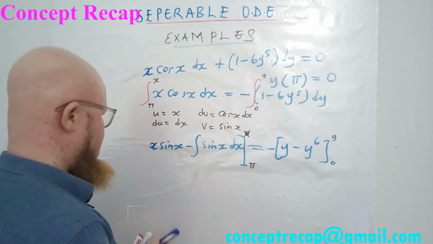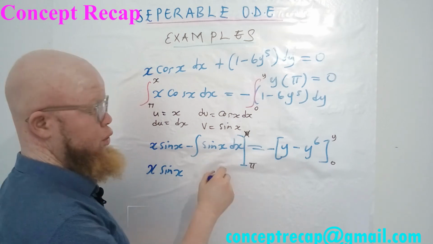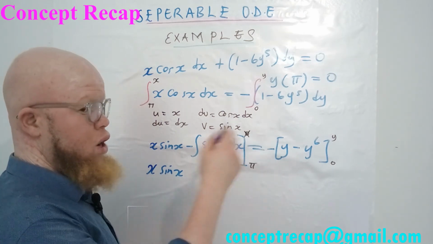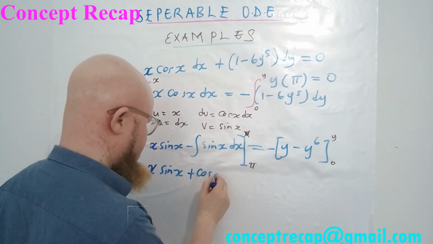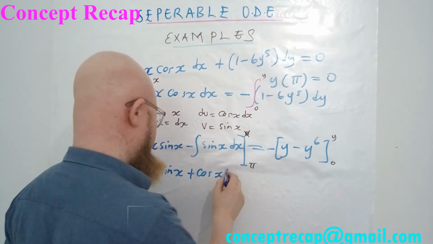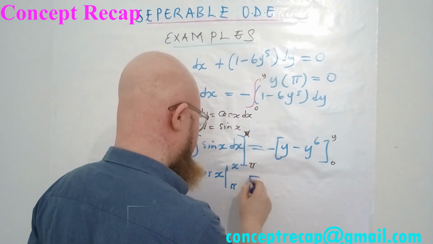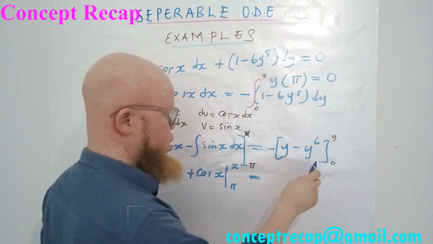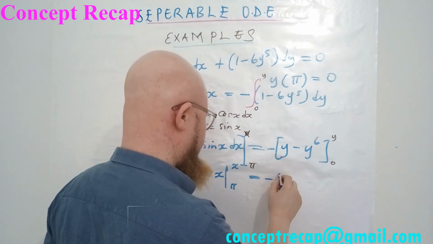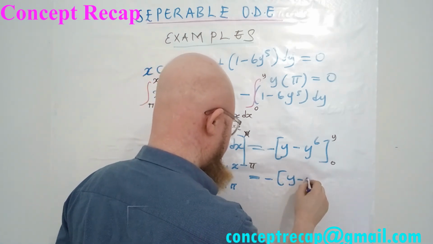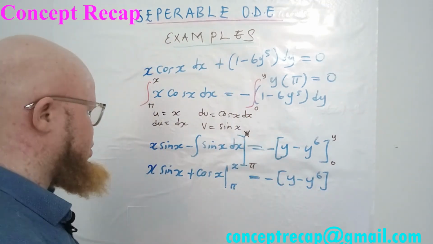So you have x sine x. This sine x, if you integrate sine, then you go anti-clockwise, then it will be minus cos. So it will be now plus cos x, like that. So you have your pi and x as your conditions. Then here, because you are going to subtract 0, it's just y minus y to the 6. Because if you put in the conditions, that's what you get.